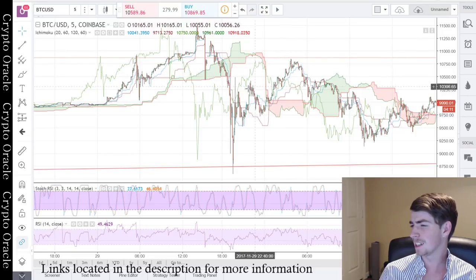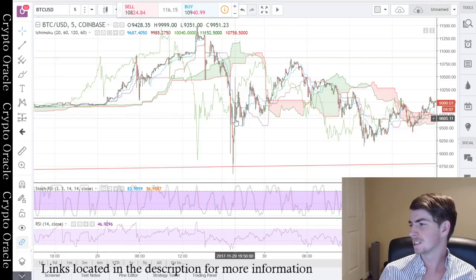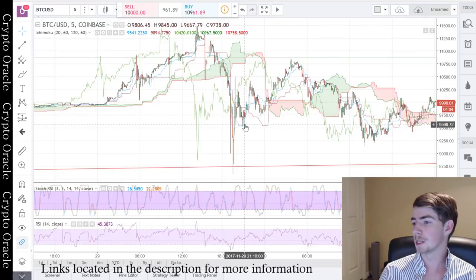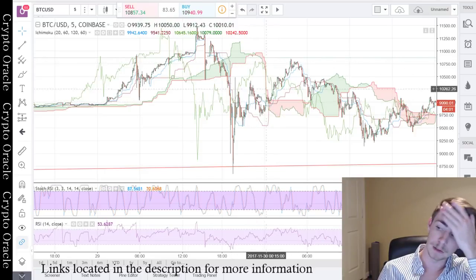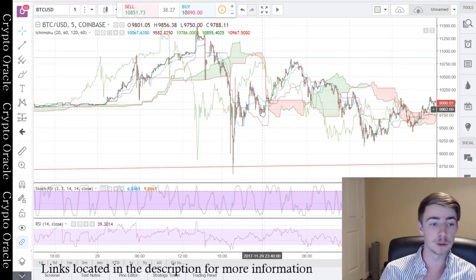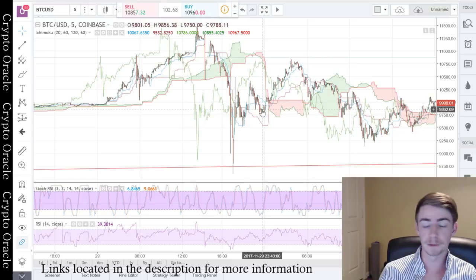So I think I set a stop loss at like, I don't know, it must have been like 9,700. And then I bought back in whenever it went to 95 because I saw there was going to be a bounce. And I actually missed this first bounce. I didn't trade at all. I was completely away from the computer.